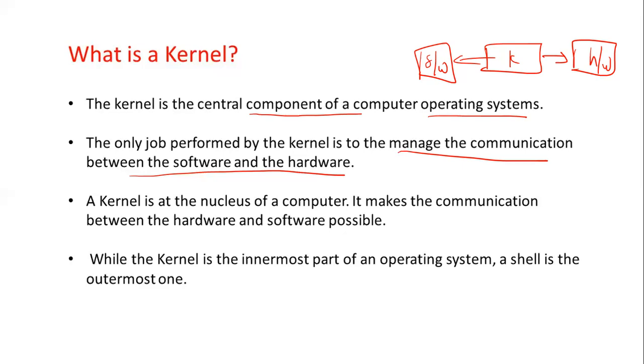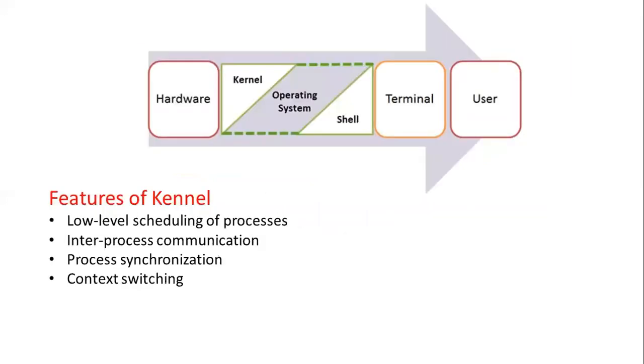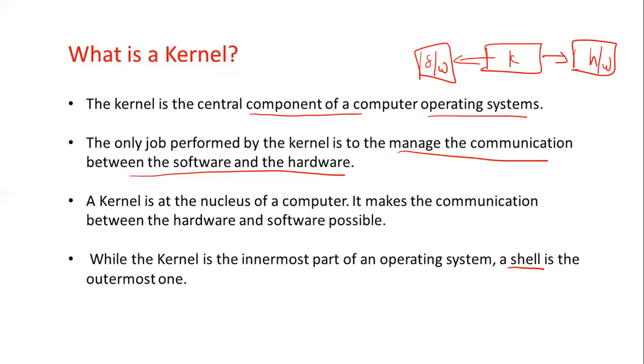While the kernel is the innermost part of the operating system, a shell is the outermost one. Then what about this shell? I said the kernel is one of the important components and it is acting as a communication between the user, hardware and the software. Coming to this shell, a shell is the outermost one, whereas kernel is the innermost one. Suppose let's take the operating system, right? In the operating system, the innermost part is the kernel, and the outermost part you call a shell. That means this shell is directly interacting with the user program and kernel is interacting directly with the hardware.